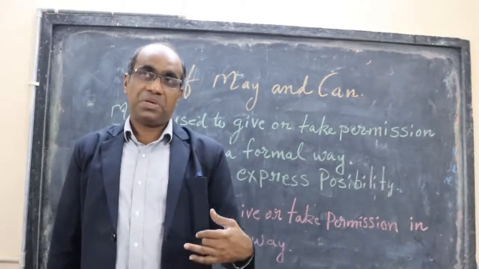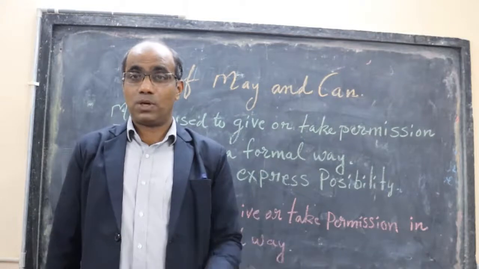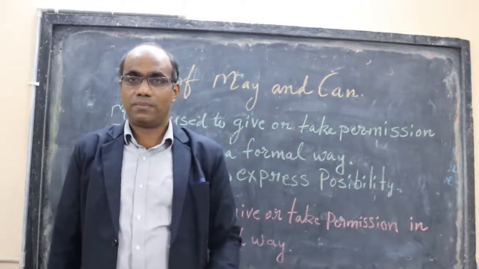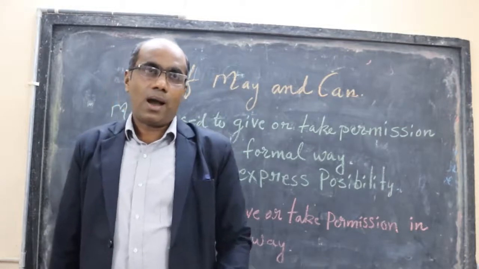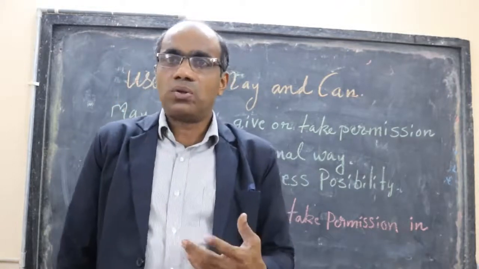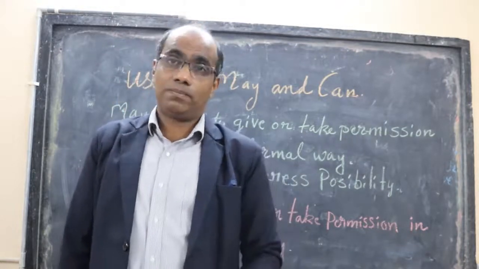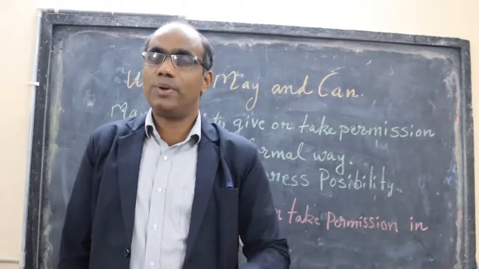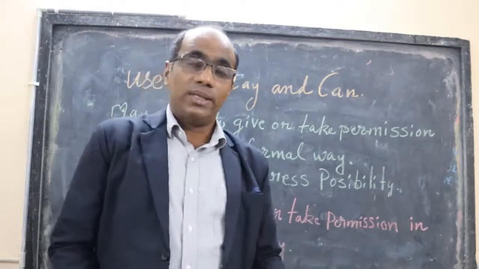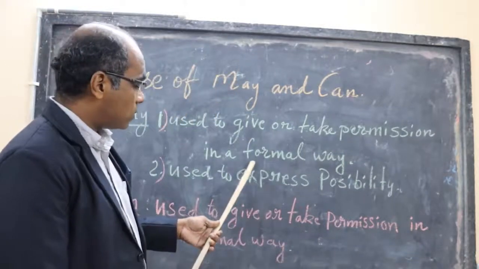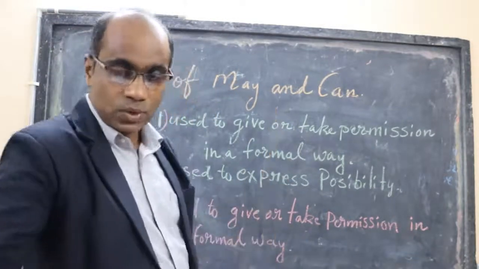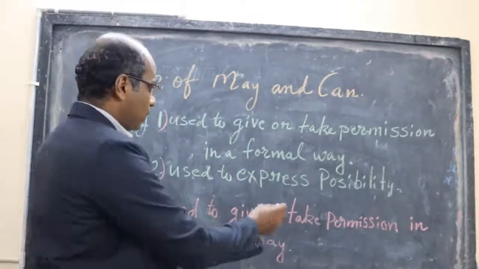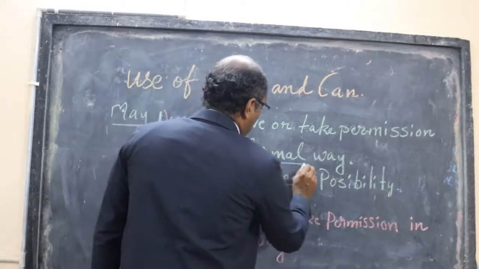Then this may is also used to express a possibility. He may come. There's a possibility. It may rain. I may not come. These are all possibilities. So with more examples you will be learning this. Okay. So this is the most important thing here you must learn, that may is used in a formal way.